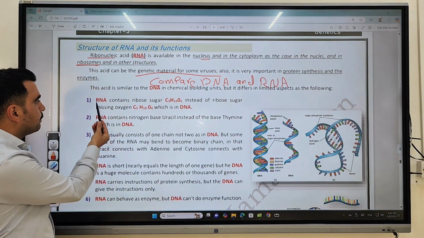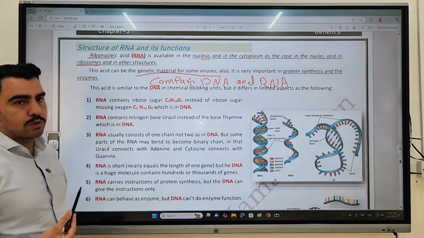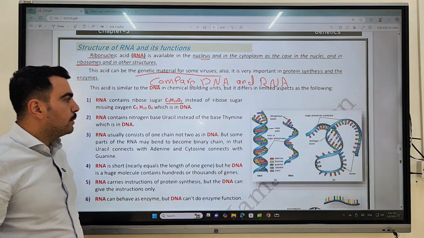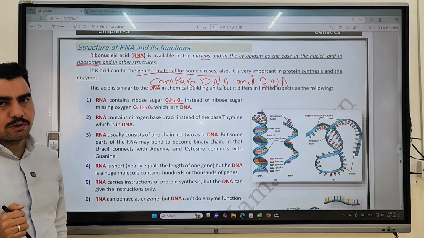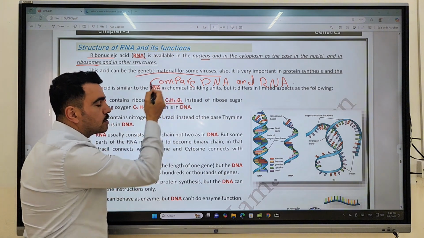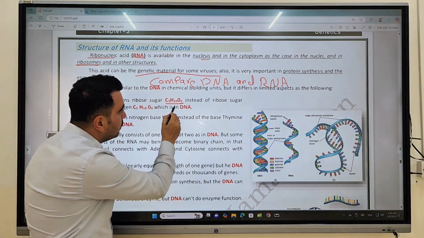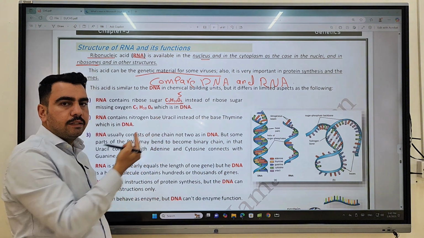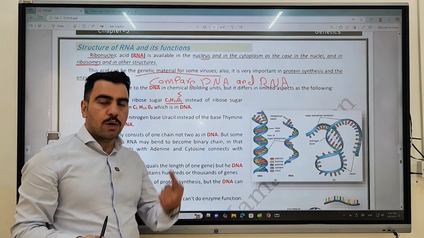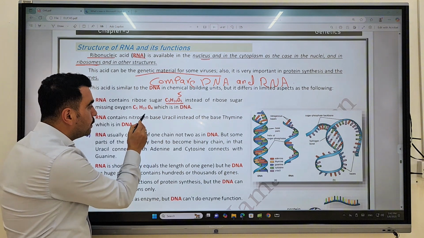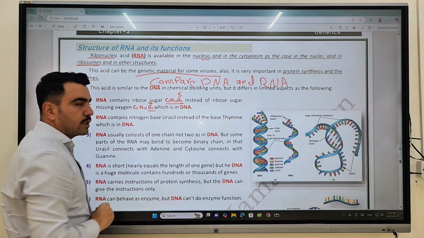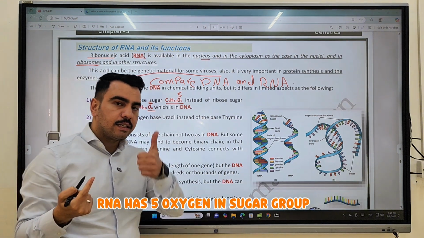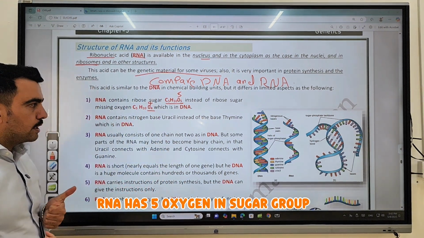First of all, RNA contains ribose sugar. Means in the sugar group we have 5 oxygens, pentose, where no oxygen is missing. We normally have 5 oxygens here. But inside DNA, that's why we call it deoxy, one oxygen is missing in the sugar group, and we have only 4 oxygens here. That's why we call it deoxyribonucleic acid. The first difference is the number of oxygens in the sugar group.